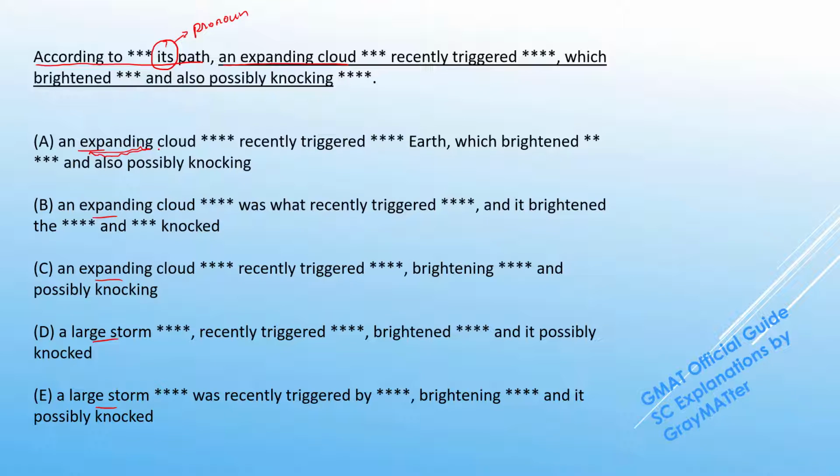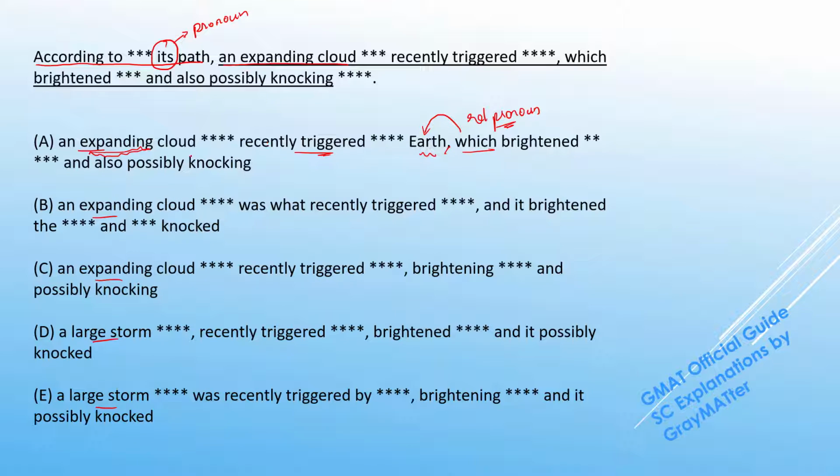Now, if you look at the main clause here, it says an expanding cloud recently triggered. And after this clause, we have a comma and this relative pronoun. Now, what is this relative pronoun referring to? It's referring to the noun in front of it, earth. And if you read the logic here, it would become earth brightened the northern lights. And that's not what we're trying to say, right?